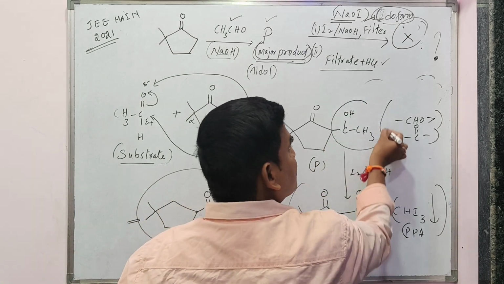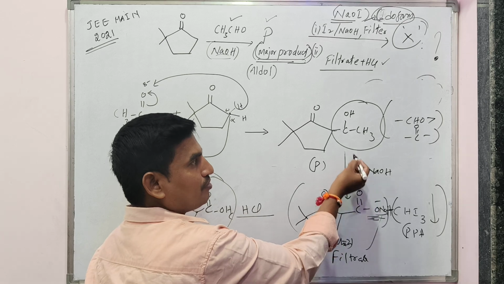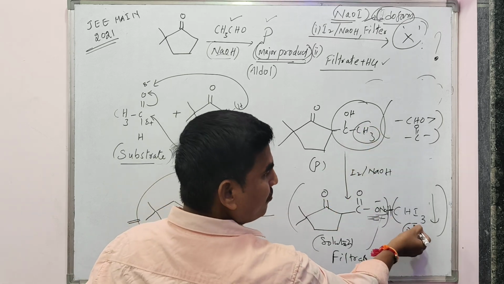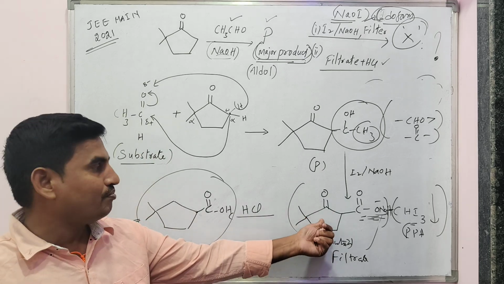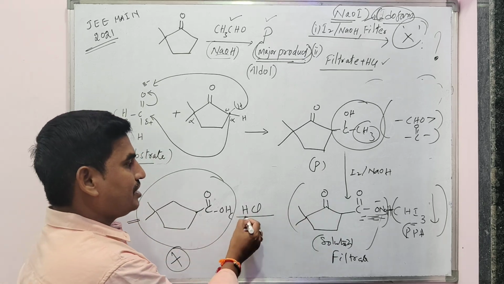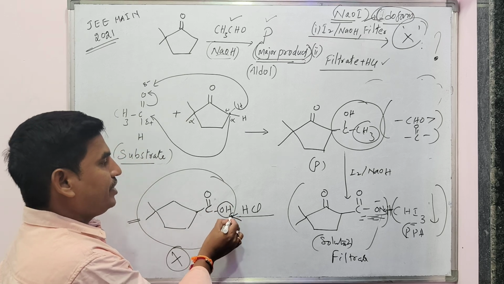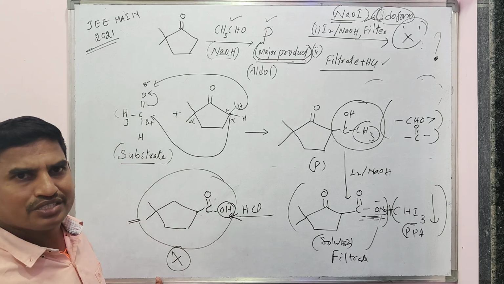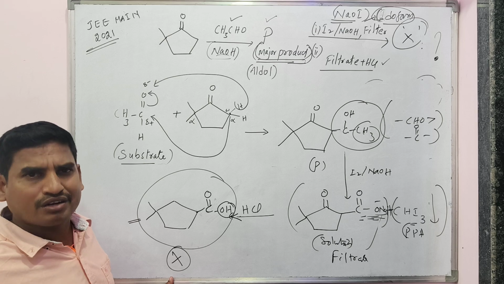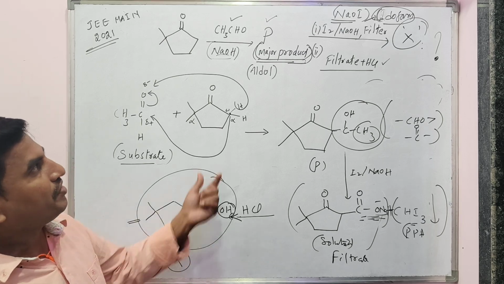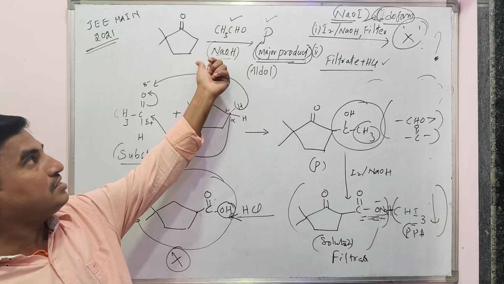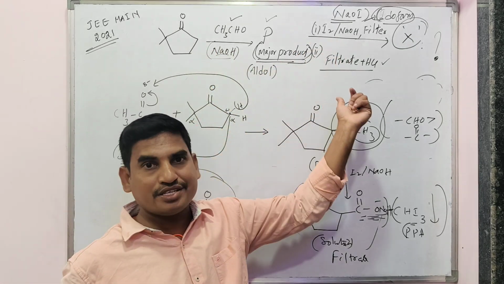This group gives the iodoform reaction. With I2 and sodium hydroxide, the methyl group is converted into iodoform and the other group is converted into the sodium salt of the carboxylic compound. Followed by acidification, treated with HCl, it is converted into carboxylic acid. If you practice two or three questions based on aldol reactions or different types of reactions, they are not given directly as aldols. Here the aldol is given first, followed by some other reagents.